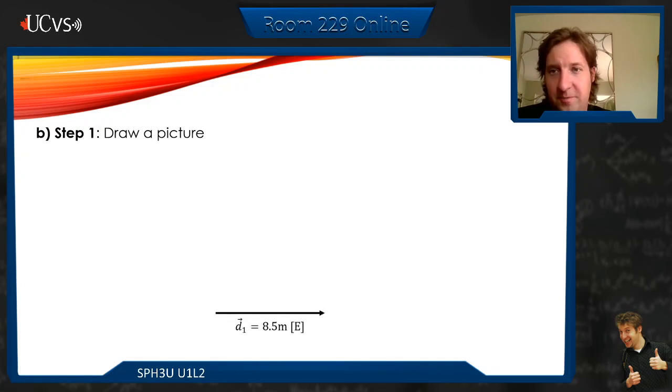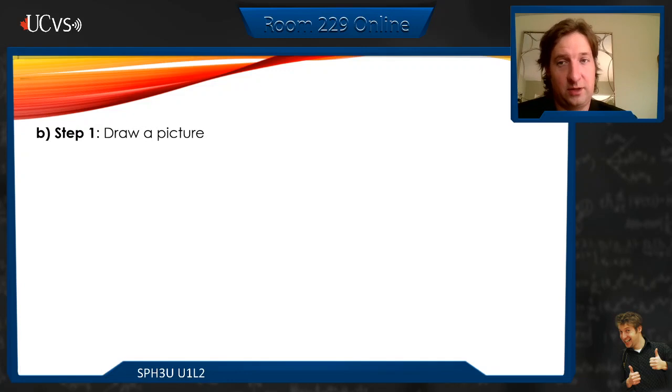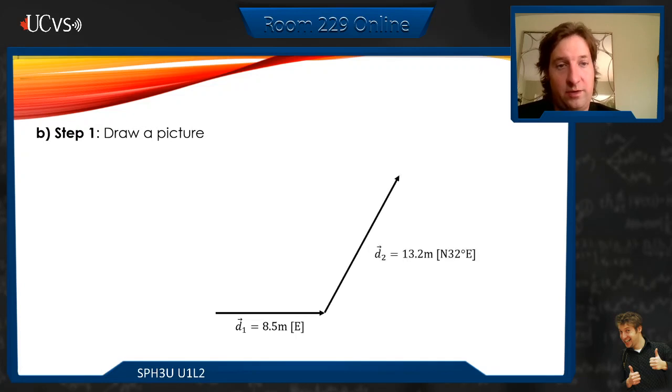Now, part B, which was to do the same thing but as a vector, is going to be a lot more complicated. But we can break it down into those 5 steps, and it can be pretty straightforward. We just have to do a little bit of work. So first off, we're going to draw a picture. We first went east, then we went northeast, and then we went west.